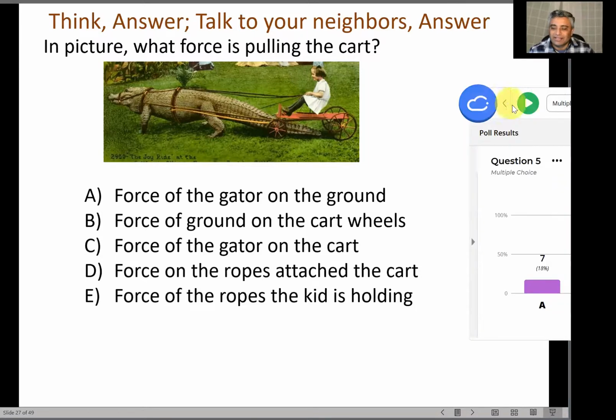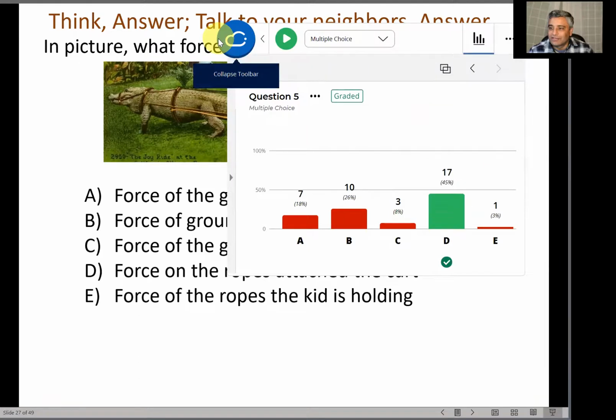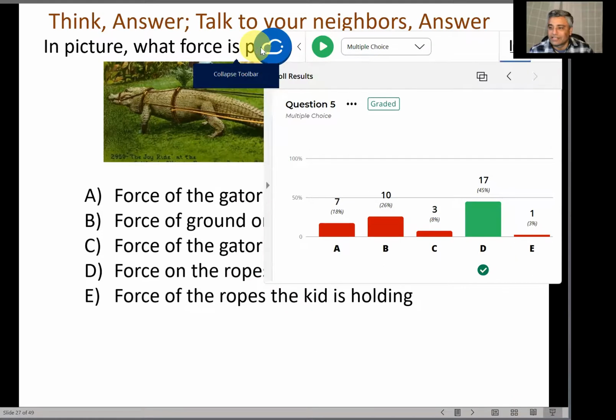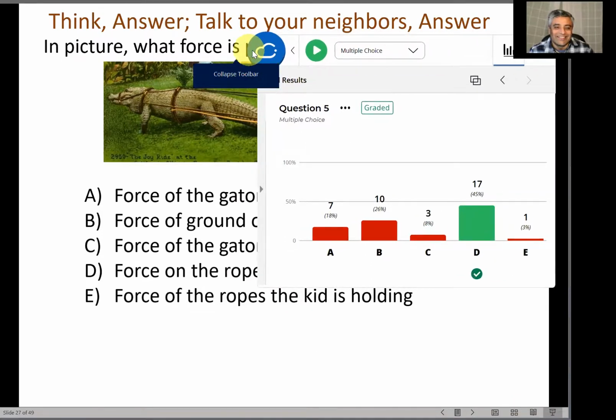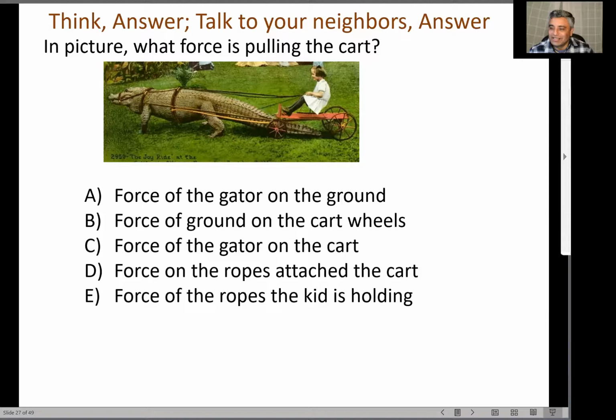So it may sound kind of like, what are you talking about, Ramesh? It's the same thing. But remember, the force from the alligator is not acting on the cart. So if I'm trying to make a free body diagram of the cart, I cannot use that force. I need to use the force from the rope, and that's going to be the tension force. It may sound kind of ridiculous, but it's very important that we identify what force is acting on what properly by critical thinking.